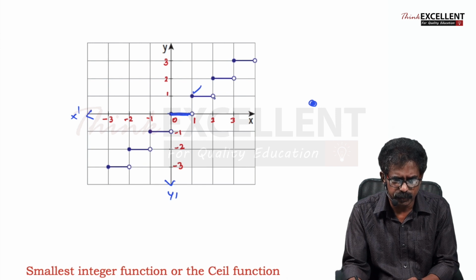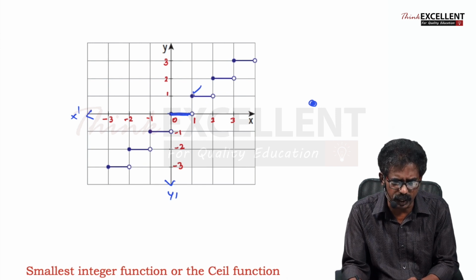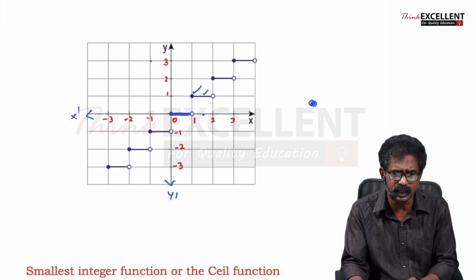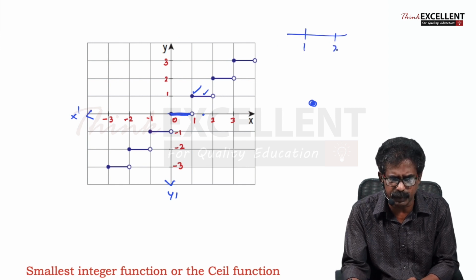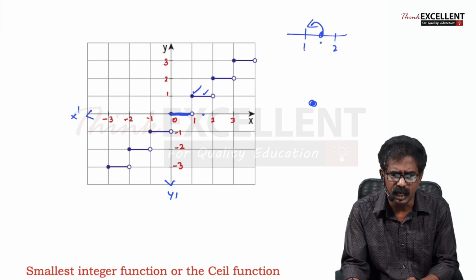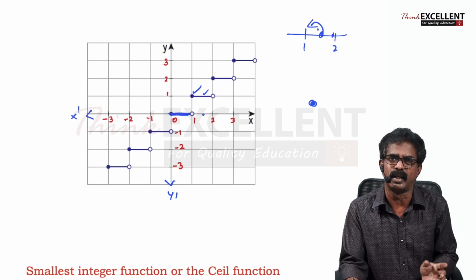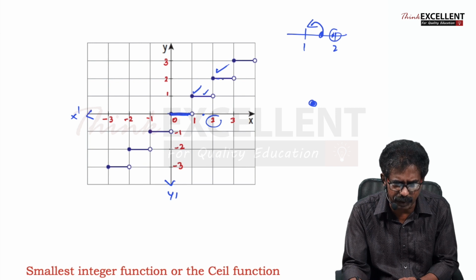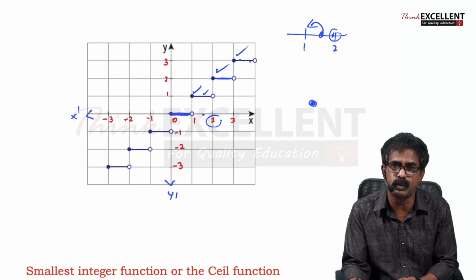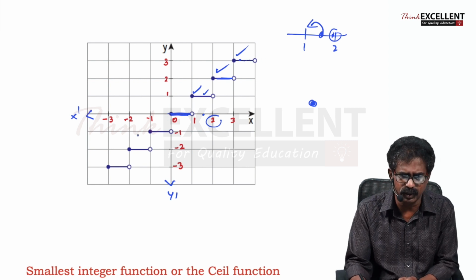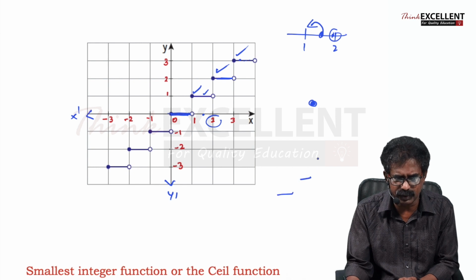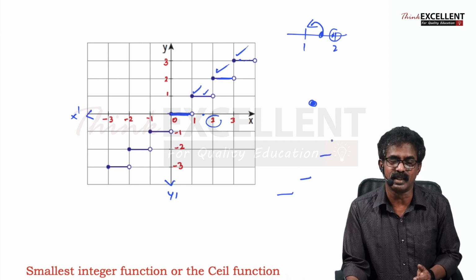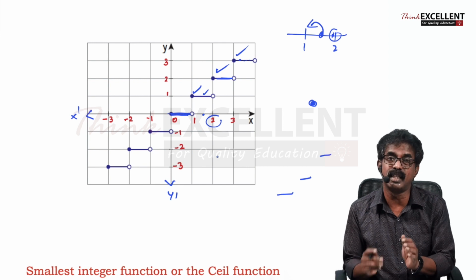Then for 1, it is 1. 1.5, it is 1. Because 1.5 lies between 1 and 2, the left side integer, the answer is 1. Up to 1.999, it is 1. Only for 2, it is 2, right? Then up to 2.9, it is 2 only. Then for 3, it is 3. Then 3.1 and so on, it is 3 only, okay? It goes the same way on the left side also. So if you see the curve, it looks like a step, right? So we call it a step function. So this is the greatest integer function.